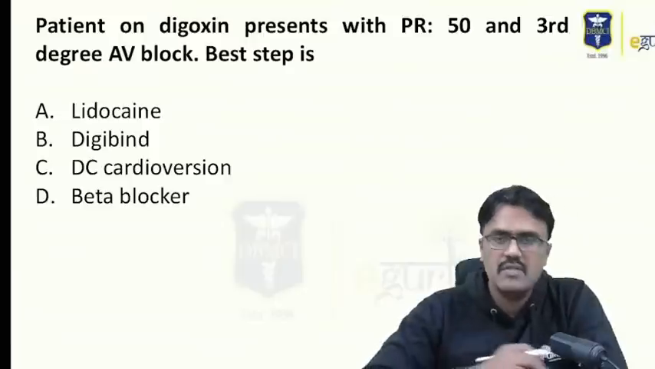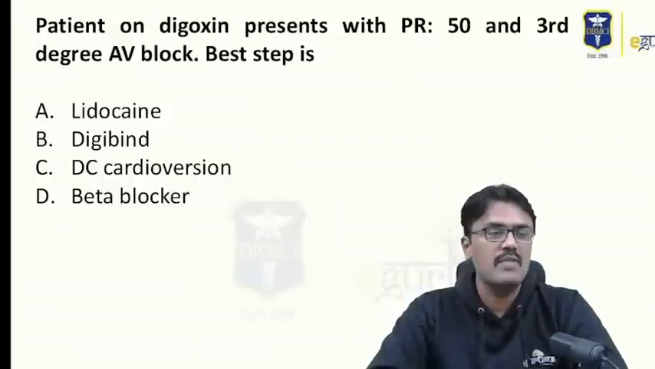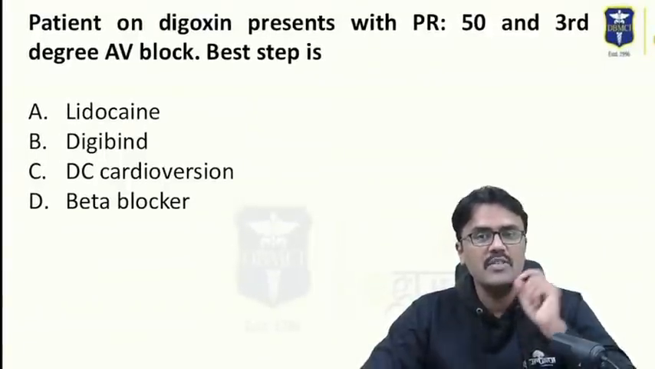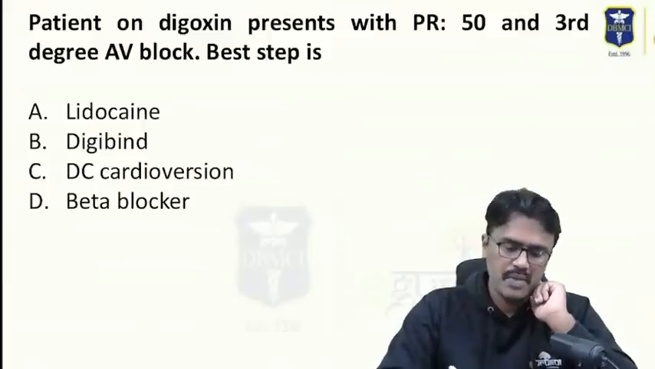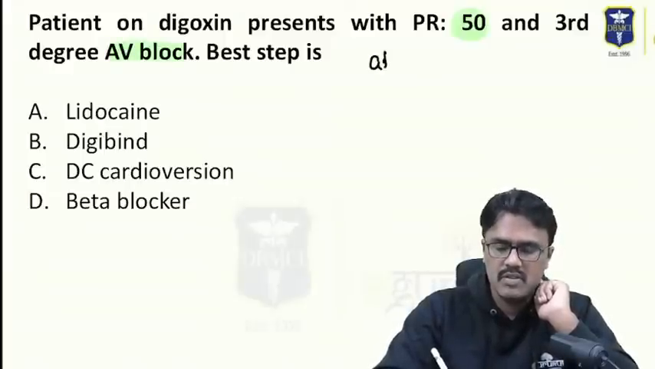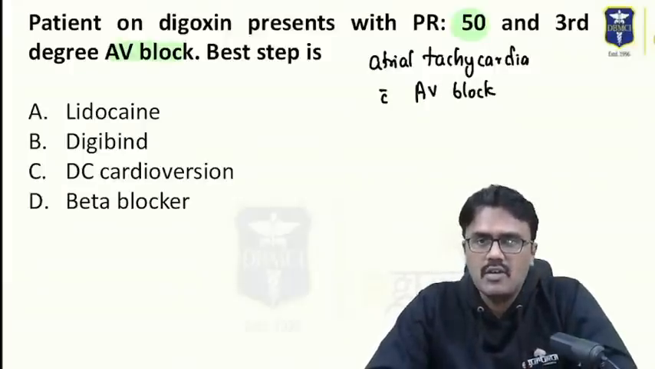A patient on digoxin presents with a pulse rate of 50 and third degree AV block. What is the best step? Now, even though the usage of digoxin has come down, the questions have not. Digoxin toxicity was asked in last year's NEET PG also, and now also. Remember, in digoxin toxicity, the most specific arrhythmia we see is atrial tachycardia with AV block. So if there is suspicion of heart block, that means we are suspecting digoxin toxicity.